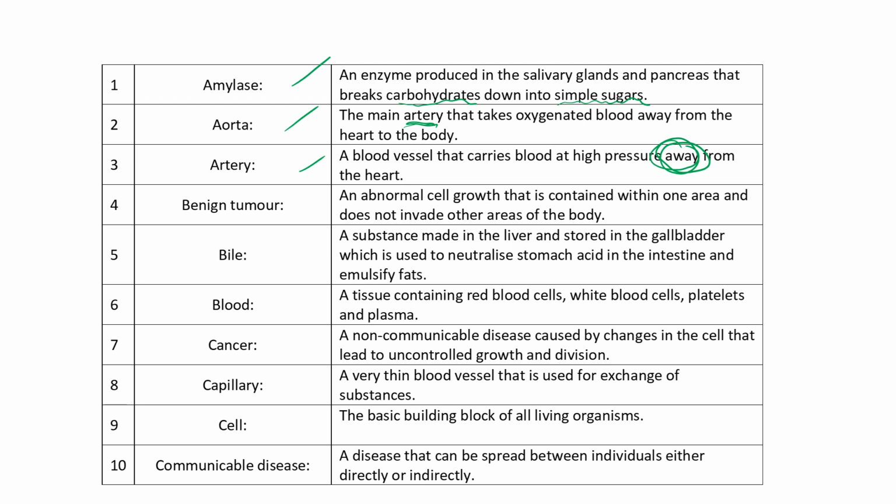An abnormal growth that is contained within one area. So what you've got is a weird growth somewhere, but it's contained in one area and it doesn't go anywhere else. Is a tumour, but it is a benign one.